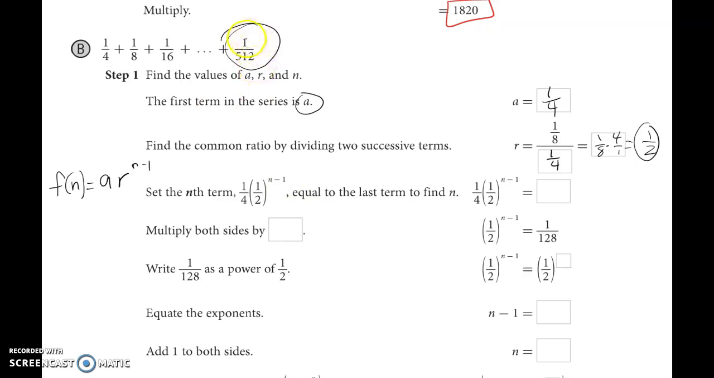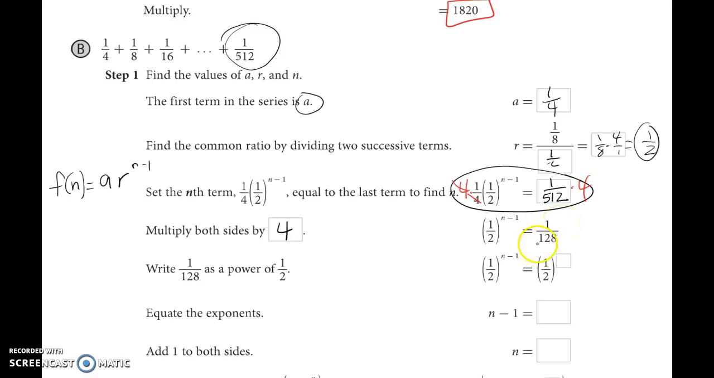Now, if we know our last term is 1 over 512, can't we set this equal to 1 over 512 and try to solve for n now? We only have one missing variable in this whole equation. So let's see if we can solve that. Multiply both sides by what? If I multiply both sides by 4, that 1/4 cancels, and 4 over 512 is 1 over 128.